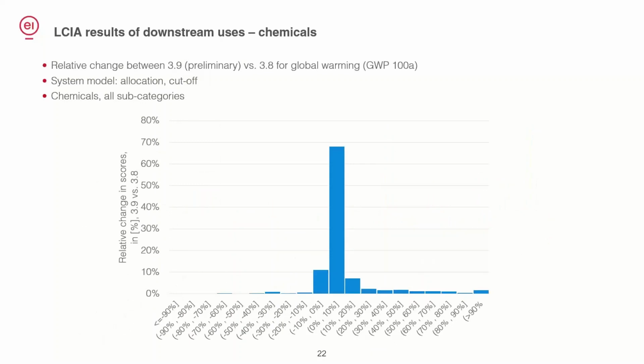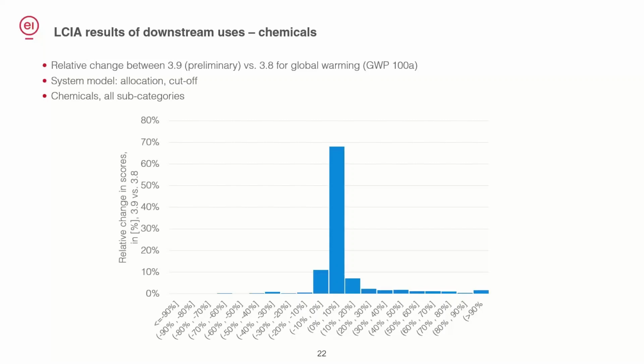So finally, let's have a look at another downstream use, and in this case, it's all of the chemicals available in the ecoinvent database. This represents the change for global warming 100 years in the chemical sector, again comparing 3.8 and 3.9. And of course, this figure doesn't capture only the update on oil and gas, but also all the other changes made for 3.9, all of it in combination.